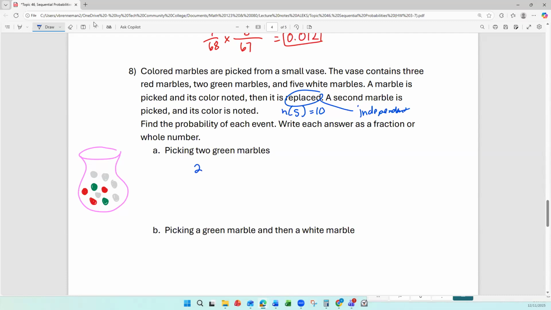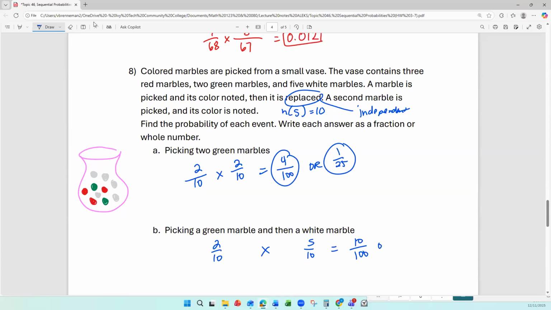So probably picking a green marble twice is going to be first time 2 out of the 10 are green. Second time we put it back, so still 2 out of the 10 are green. So that's 4 100ths or 1/25th. Picking a green marble and then a white marble. Green is 2 out of the 10. White is 5 out of the 10. Multiply those together. It's 10 out of 100 or 1/10.